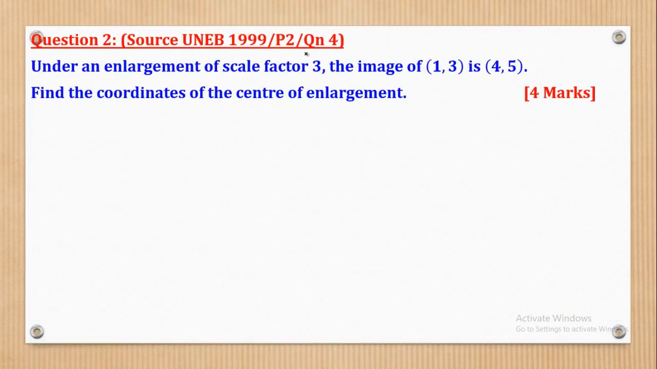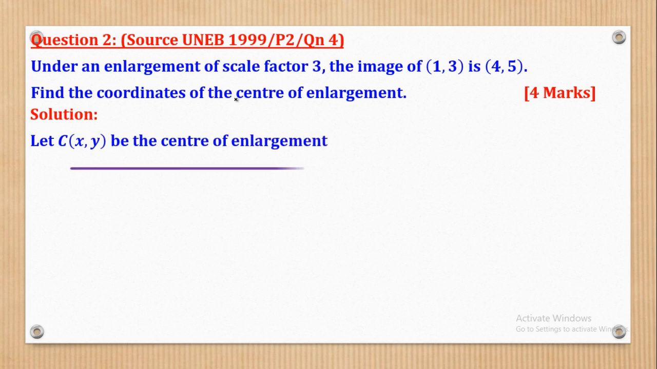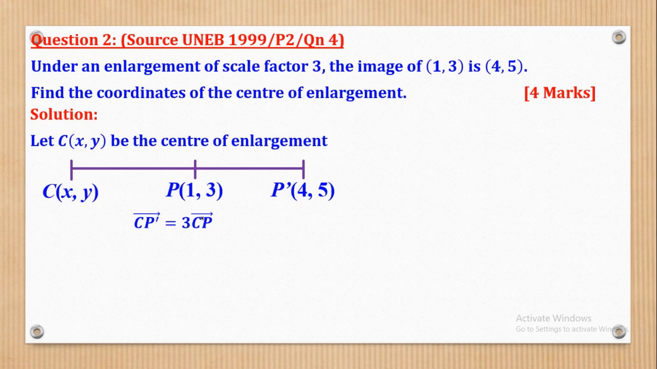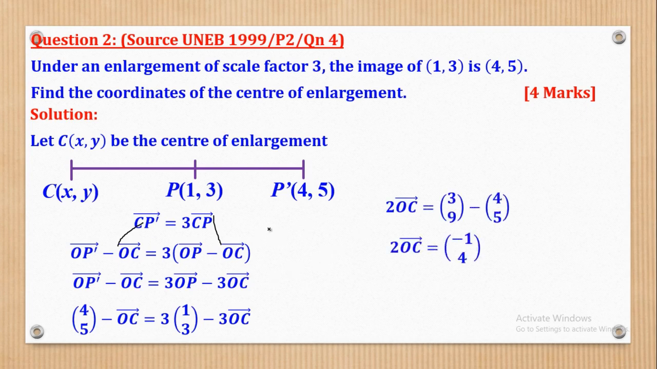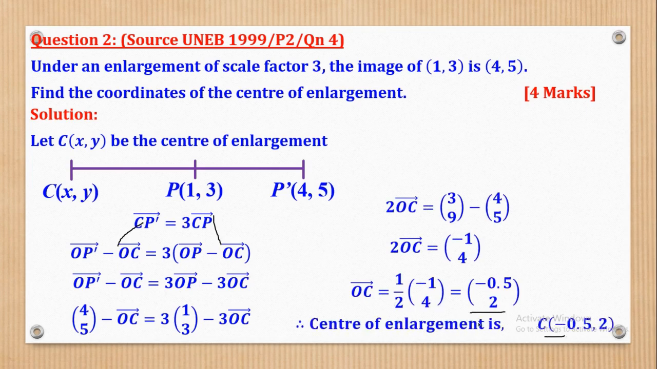Then question 2 came from UNEB 1999, paper 2, question 4, and says, under an enlargement of scale factor 3, the image of this is this. Find the coordinates of the center of enlargement. Still, we shall do the same. Make our simple sketch, and it will be that. Then we shall see that the length of the image is equal to the scale factor times the length of the object. Expanding this gives you that, this gives you that. Open brackets, you come up with that. Substitute for OP prime and OP, then make OC the subject, and that will be that. Therefore, the coordinates of the center will be this.